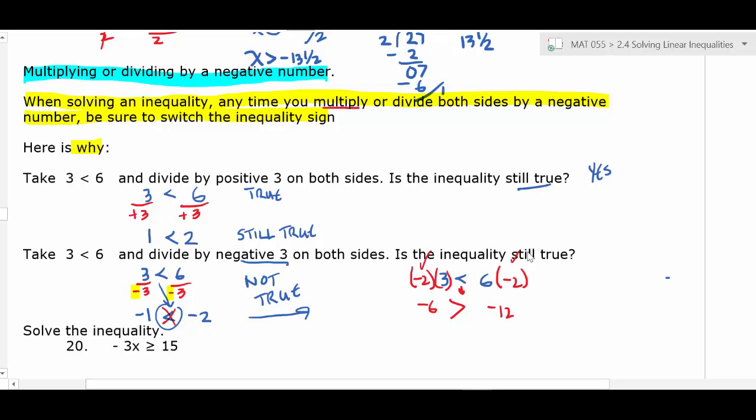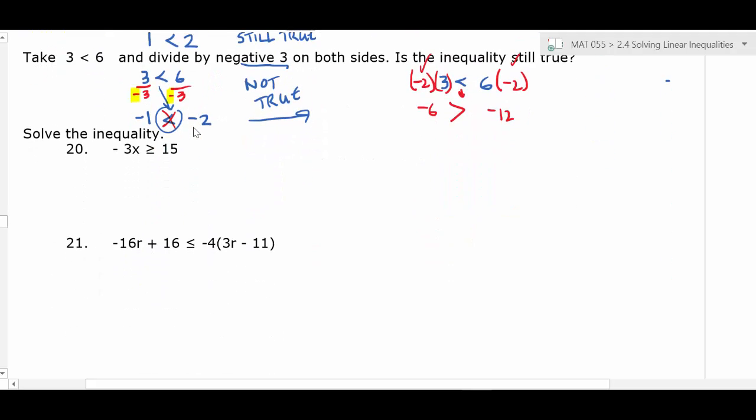So that's the thing. Anytime you multiply or divide by a negative, switch the inequality sign. If you multiply or divide by a positive, nothing changes. So that's the idea. Okay, let's work some problems out.